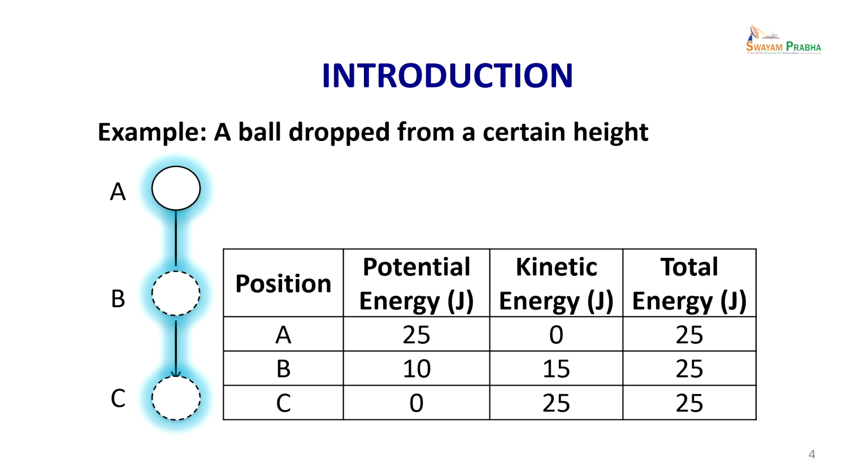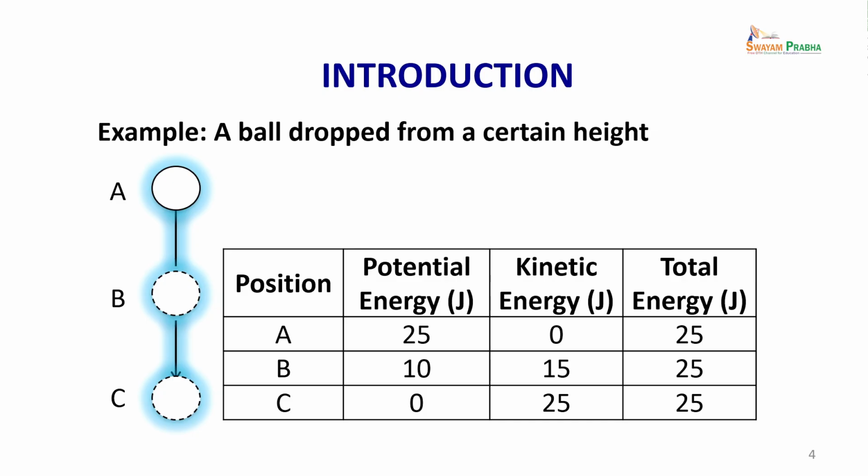If you take this example, there are three different locations. In all three locations, the total energy of the system remains constant, whereas the potential energy and kinetic energy are different at different locations. Even if we introduce two more locations like D and E, whatever the location, the total energy will remain 25 joules. The values of potential and kinetic energy will be different, but the total energy will remain constant. This is one of the laws of our nature.